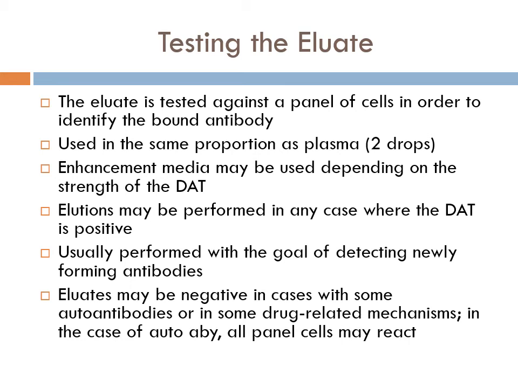Eluates may be negative in some cases with autoantibodies or in some drug-related mechanisms. In the case of autoantibodies, usually all the panel cells react. It's one way that we try to kind of hone in on whether they are on some sort of drug causing a positive DAT, because we may be given a drug list that's incomplete, or they may have been moved from one facility to another, and the new facility is not aware of what medications they're on. So a lot of times if we're seeing a positive DAT and we go to do an eluate and the eluate's negative, a lot of times that's directed against a drug.